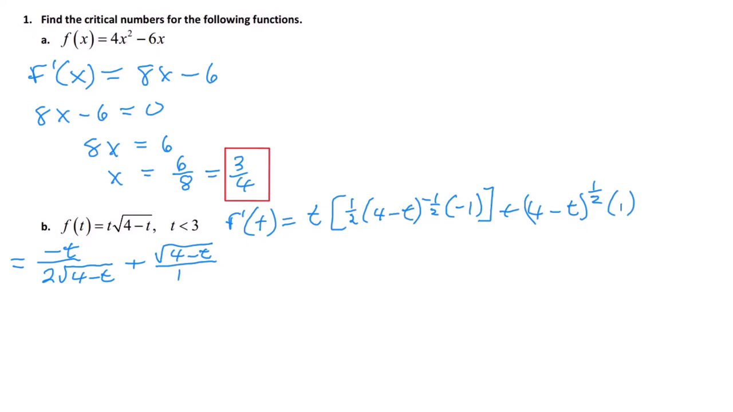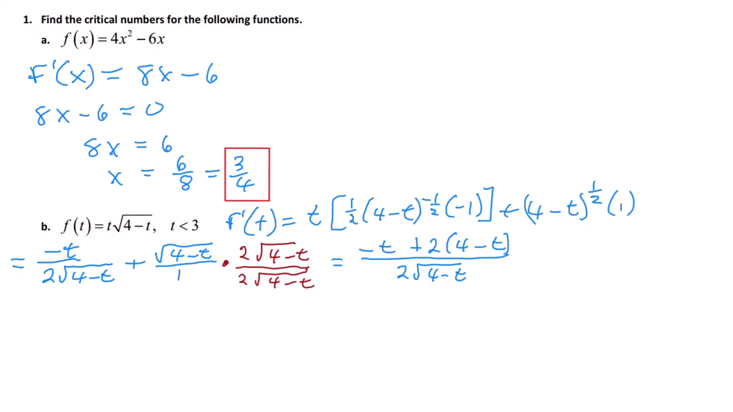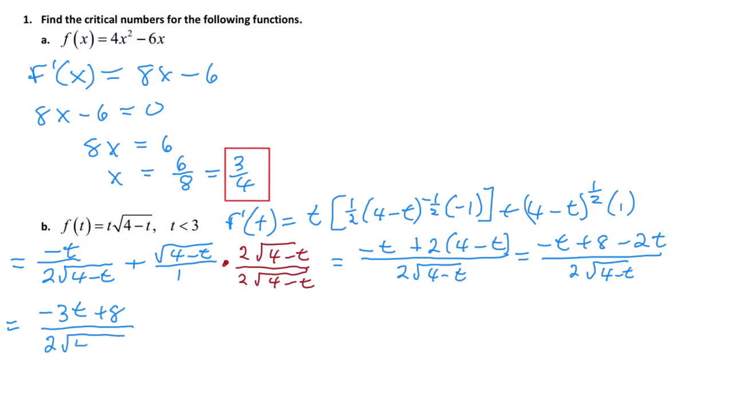And now I've got two fractions. I want both of them over the same denominator. Well, the common denominator here is 2 times the square root of 4 minus t. So I multiply my second fraction by that, top and bottom, like this, and then multiply. And now everything's over the same denominator. I'm going to remove my parentheses, and then collect like terms. So I get negative 3t plus 8 over 2 times the square root of 4 minus t.